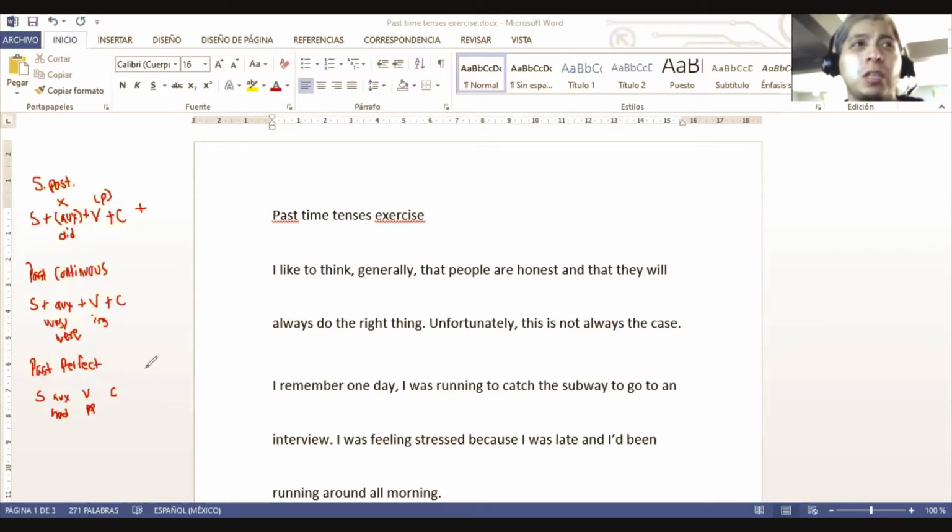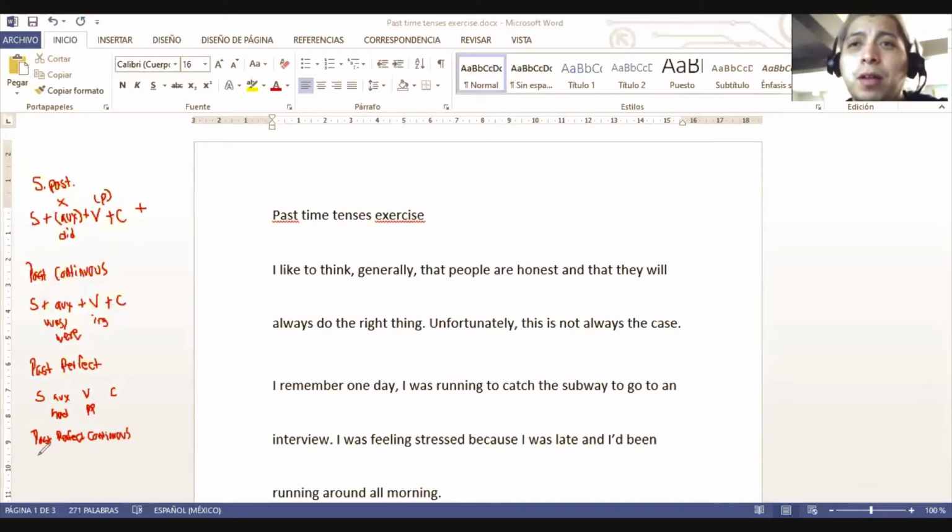You use it to distinguish a recent event from a remote event, something that just happened against something that happened prior to that. Okay, so you're going to be using that. And then you have the past perfect continuous.